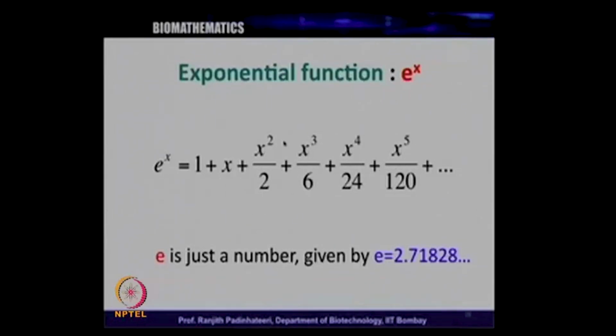We will discuss this in the coming slides, but as you know, e is just a number, an irrational number, approximated as 2.71828, so on and so forth.